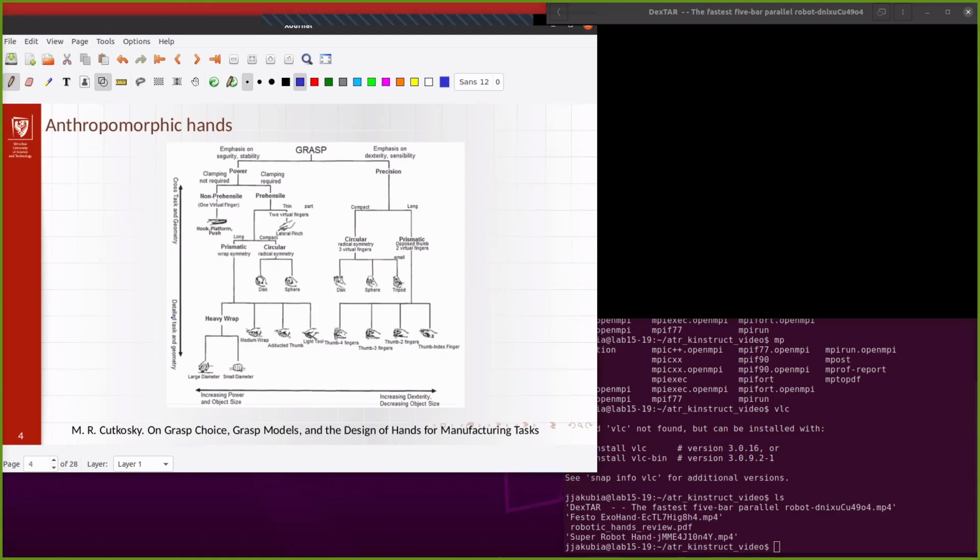Okay, when developing hands, people usually need to consider multiple types of grasp. If you start to think about it, look at this image, you can see that the human hand is quite a versatile device, able to do multiple different functions, multiple different types of grasp that can be used. So that's why it is quite a challenging problem for robotics.